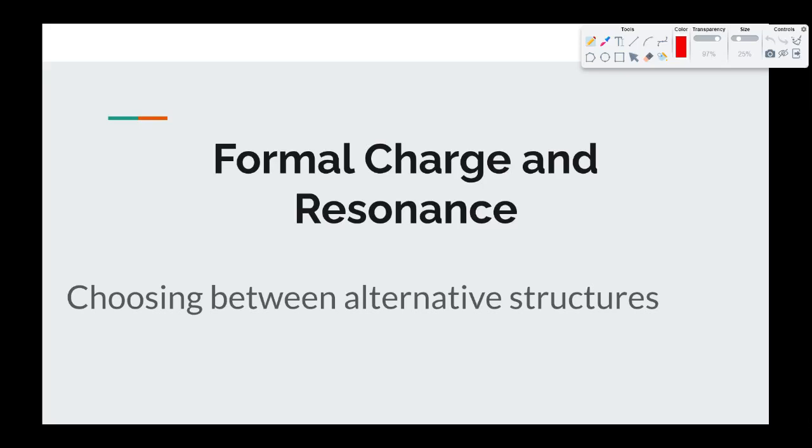We have learned how to draw Lewis structures, but sometimes it's possible to draw more than one Lewis structure that's legal according to the rules that we learned for drawing Lewis structures. So then you need a strategy to choose between alternative structures, and that strategy involves a tool called formal charge.